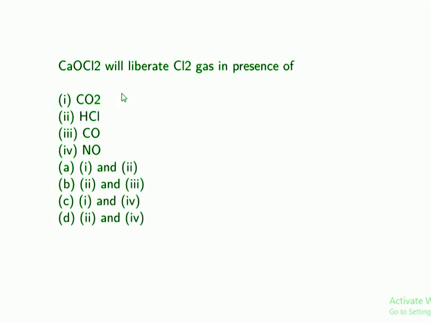So option A is correct. CaOCl2 liberates Cl2 gas in the presence of which thing? Calcium chloride will liberate chlorine gas in the presence of which thing? So in the presence of CO2, carbon dioxide, and HCl, we are going to get chlorine gas. So option A is correct.